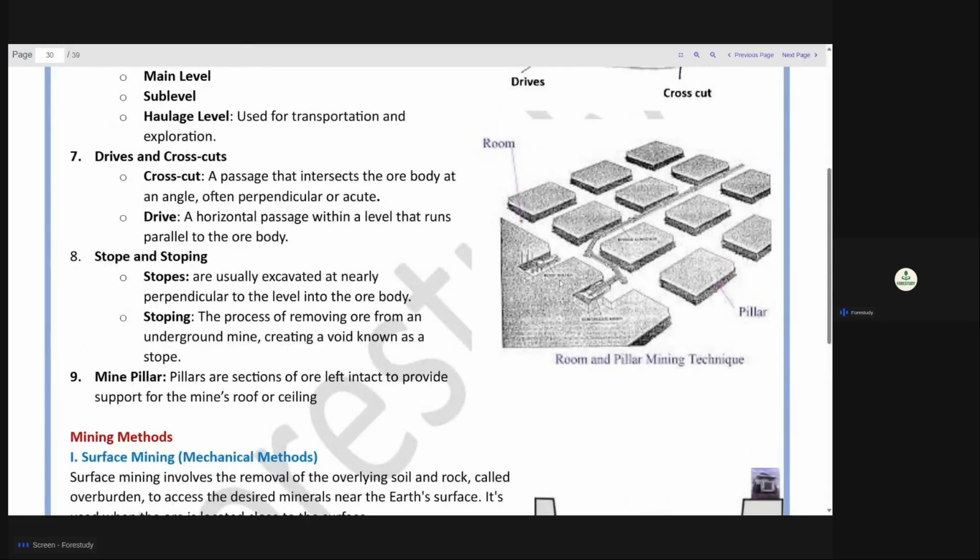So you can see here also, these are the pillars and these are the rooms. So we call it the room and pillar mining technique.